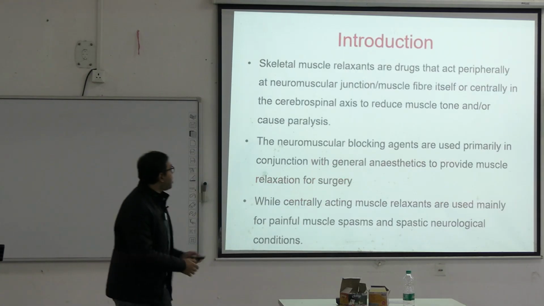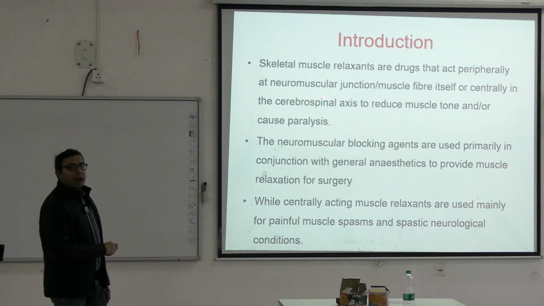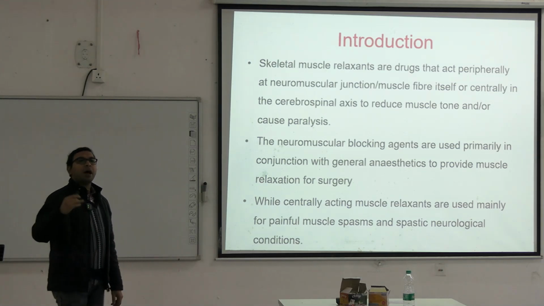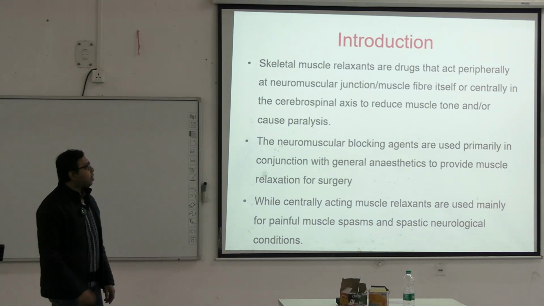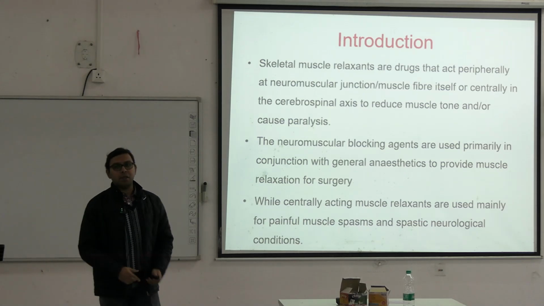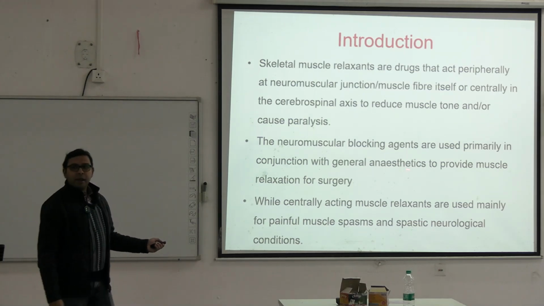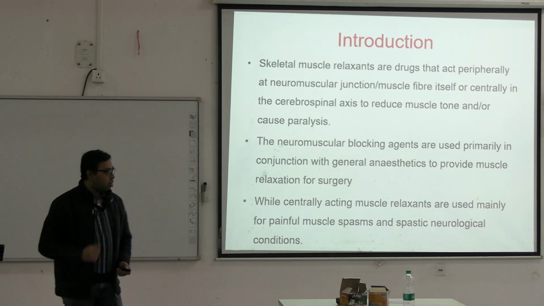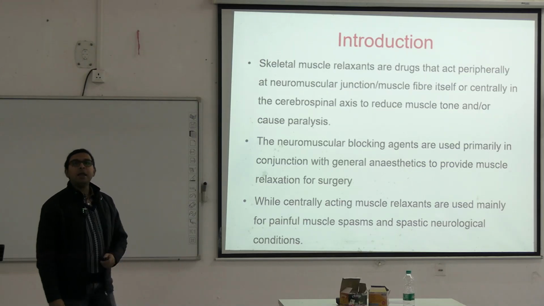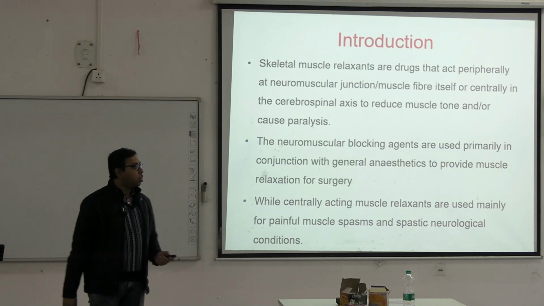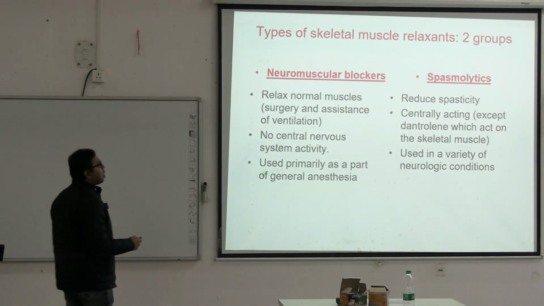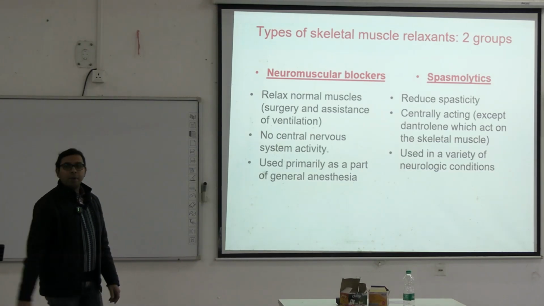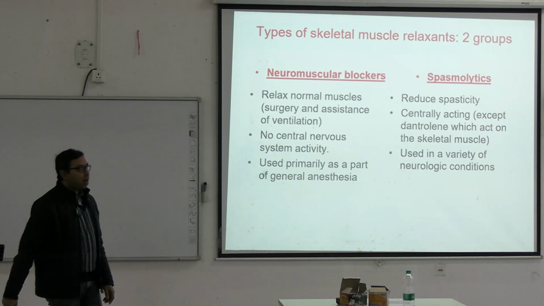So these mainly act peripherally at the neuromuscular junction or the muscle fiber itself, which is what we are discussing. Apart from this, there are some other types that act on the cerebrospinal axis also, to reduce muscle tone or cause paralysis. Neuromuscular blocking agents, as already discussed, are mainly used in concordance with the general anesthetic agents, and centrally acting muscle relaxants are mainly used in different types of spasmodic conditions. Neuromuscular blockers relax normal muscle, mainly in surgery and assisted ventilation. They have no central nervous system activity and are used primarily as part of general anesthesia.